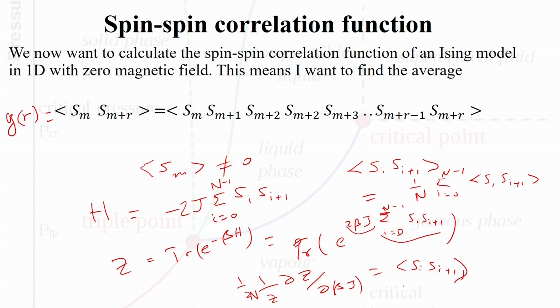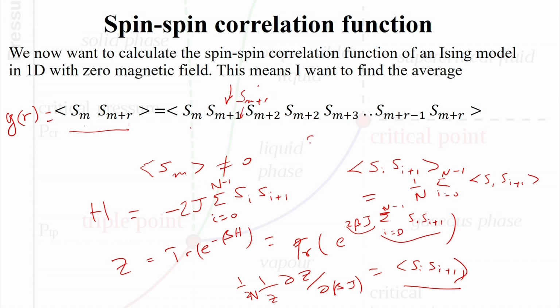So it is easy to calculate this thing. Now the question is, how do you relate? What I want is not the correlation between nearest neighbors, I want the correlation between m and m plus r. So how do I do that? The way I do that is I start inserting. I forgot to insert, there is an m plus 1 there.